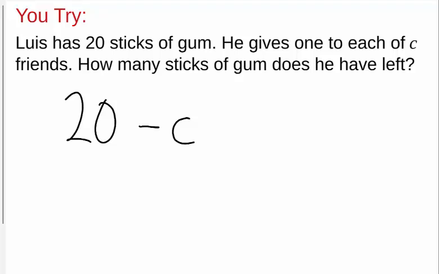So if he has 20 friends, he doesn't have any gum for himself. If he has 5 friends, he has 15 sticks of gum left. If he has 21 friends, someone doesn't get gum. So there you go. Pretty simple, pretty easy. 20 minus C is your answer.